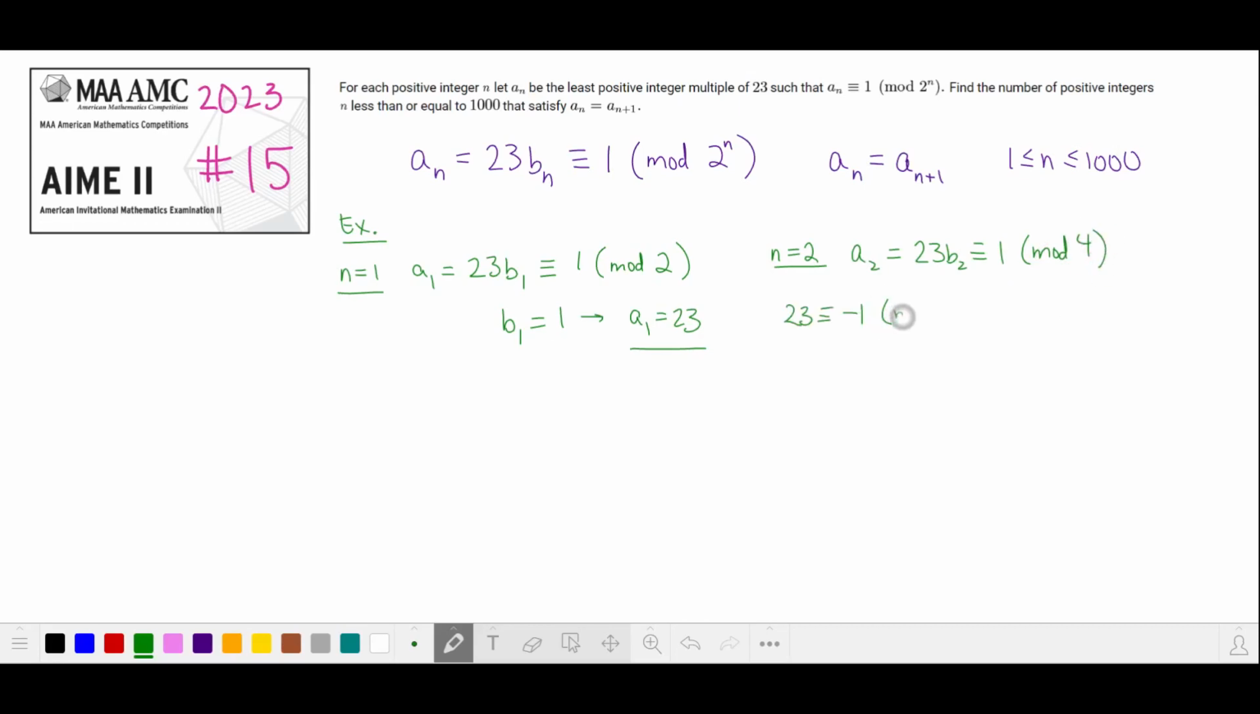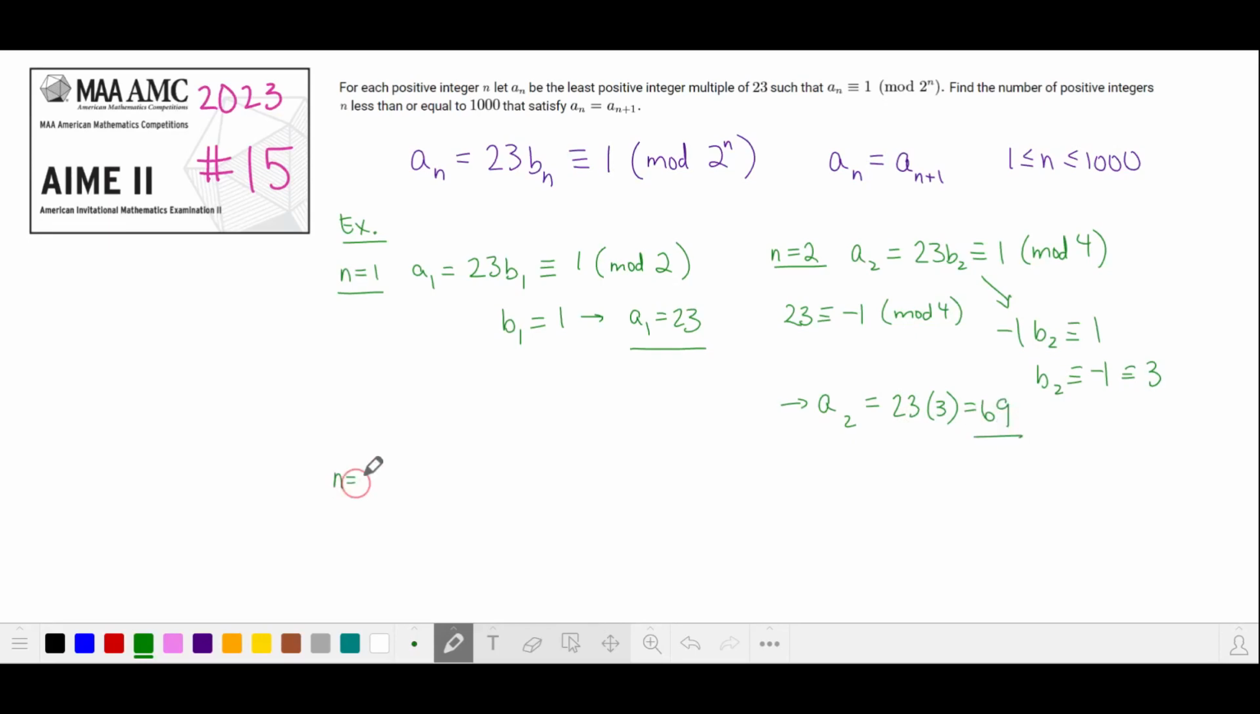Since 23 is one less than a multiple of 4, we can replace the 23 in this expression with negative 1. That makes b2 is equal to negative 1. In mod 4, that's 3. a2 then is 23 times 3, or 69.